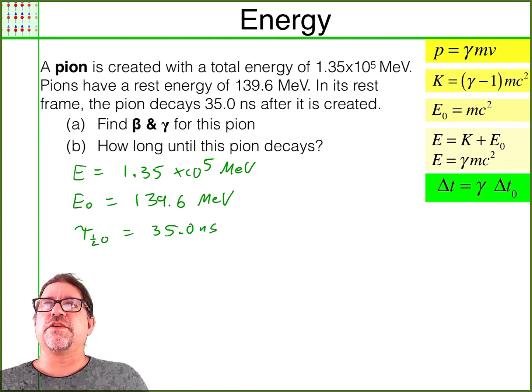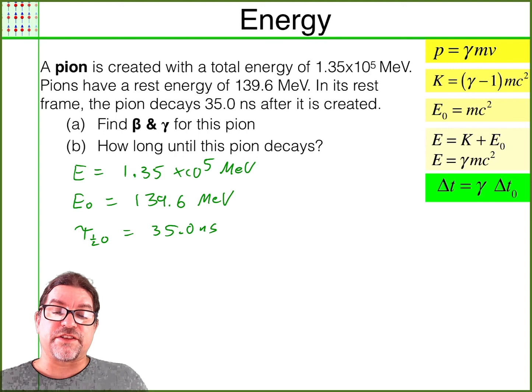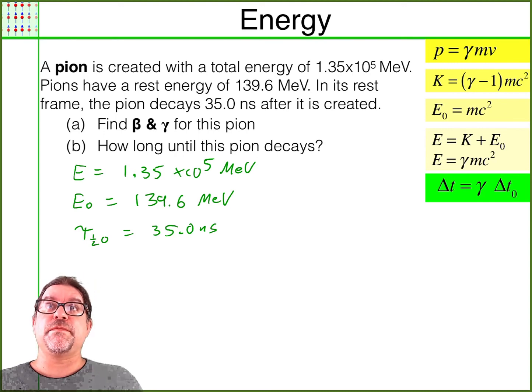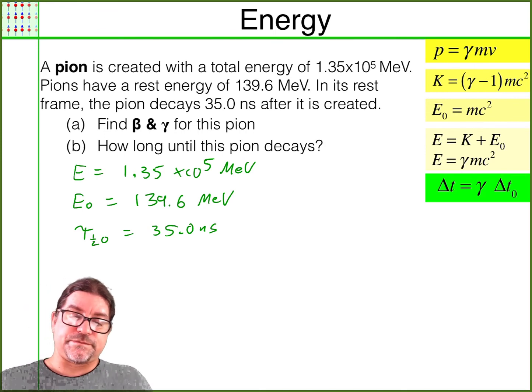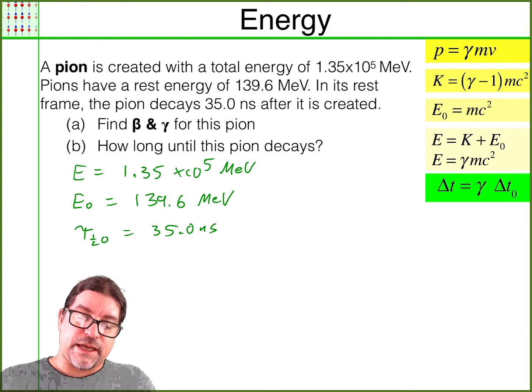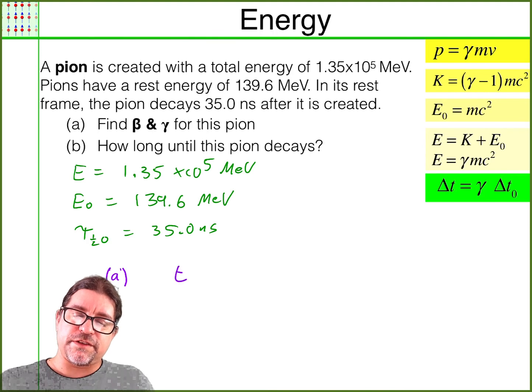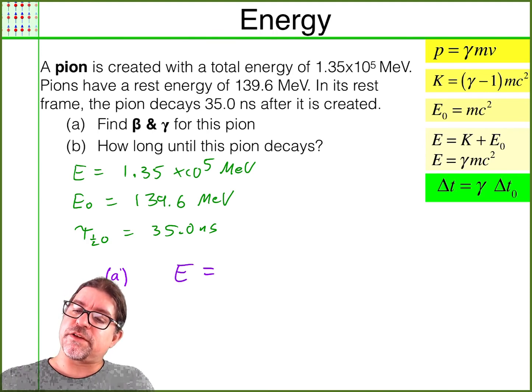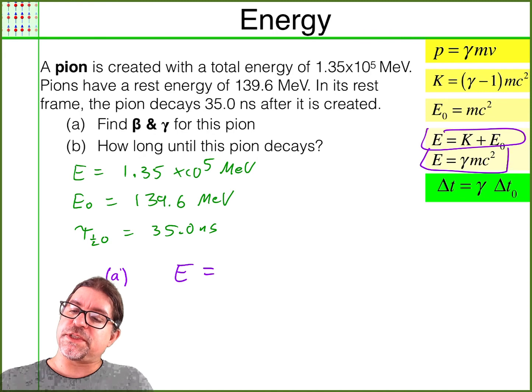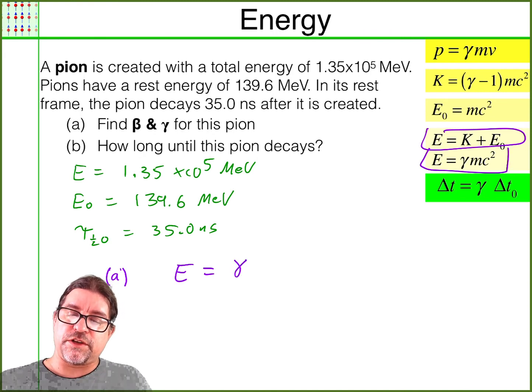So what we want to find out is how fast this pion is going. All we have is its total energy and its rest energy, but we can use that to find gamma and beta, and then we can use that to find out how long until this pion decays in our frame. To find gamma and beta, remember the total energy can be either kinetic plus rest energy, or it can also be just gamma mc squared.